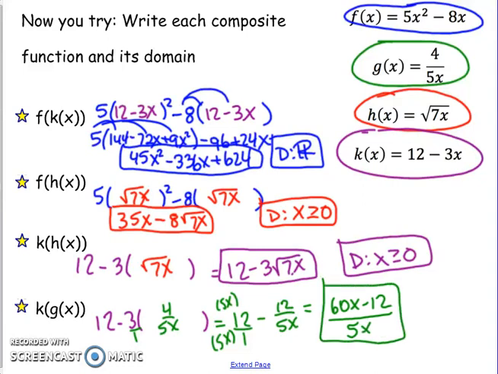That's my final answer. This is a rational function, so I take its denominator and I set it to 0, and that's my restriction. So my domain is going to be all real numbers, except x cannot equal 0.